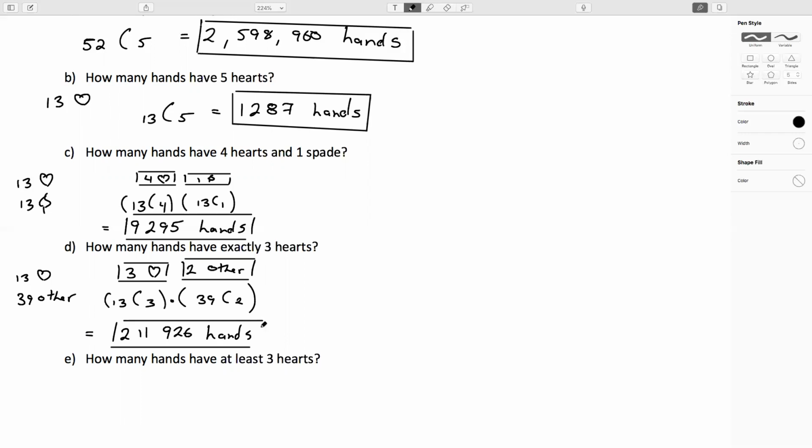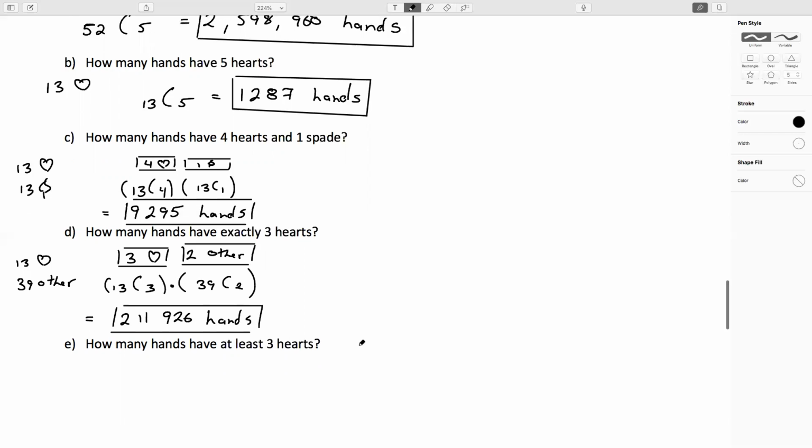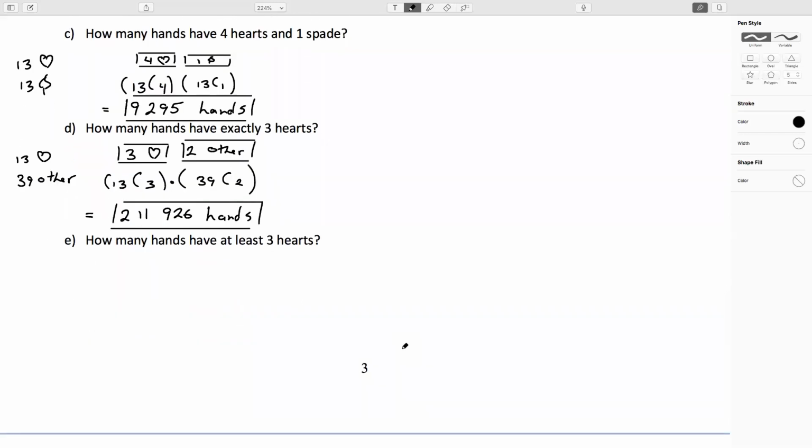All right, and one more of these card problems. How many hands have at least 3 hearts? So this slight change in wording makes all the difference in our problem. At least completely changes the question, because we have to now split this into cases. We have to think about how many hands have 3 hearts, how many hands have 4 hearts, and how many hands have 5 hearts. So we have to do 3 separate calculations.